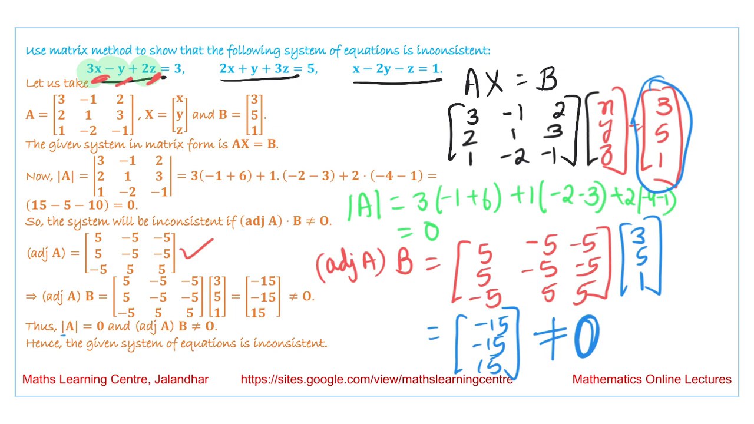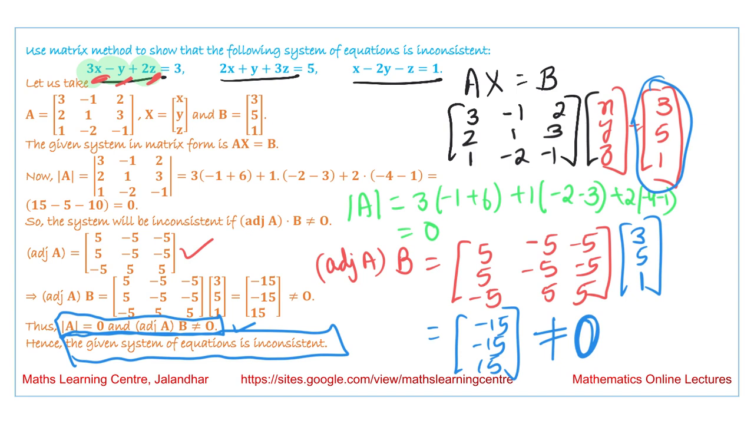So again we get that determinant of A is 0 and adjoint of A into b is non-zero. So the given system of equations is inconsistent. We have obtained that the given system of equations is inconsistent.